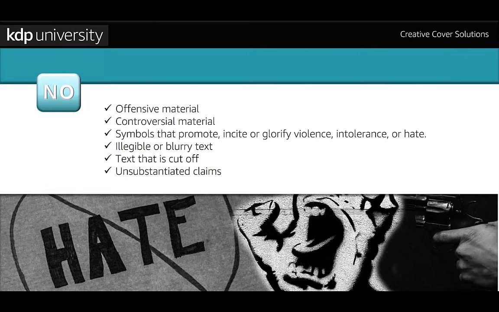Since we're discussing what goes on your cover, now might be a good time to discuss what doesn't go on the cover. There are some restrictions on what it is allowed to put on covers. As we mentioned earlier, Amazon doesn't endorse offensive or controversial material, especially content or symbols that promote, incite, or glorify violence, intolerance, or hate. Illegible or blurry text, text that is cut off. Also, unsubstantiated claims, such as number one bestseller, CD or DVD included, cannot be added to the cover. So this is what doesn't go on covers. We have a policy on our help pages in case you would like to take a look as well.